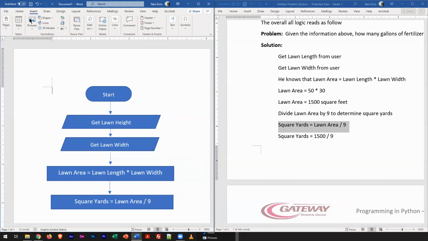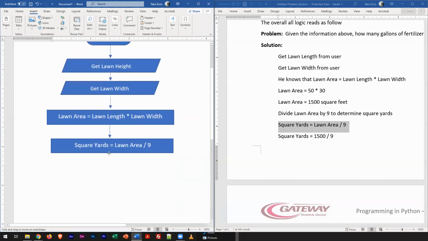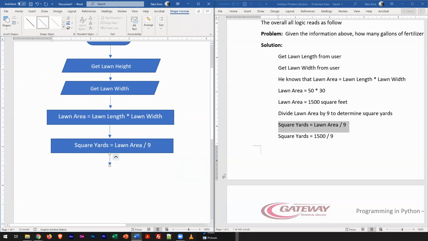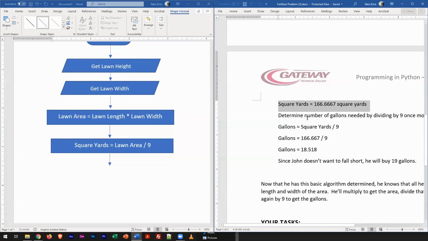Right, we know we're going to need another arrow here, so let's just go ahead and grab that and drop it in. I'm scrolling down the page just a little bit here. And then what is our next step? These are hard-coded values. That's no good for us. This is just relative to that job. Determine the number of gallons needed by dividing by 9 once more. Well, here's the formula for that. So the number of gallons equals the square yards divided by 9. So we're going to copy that text.